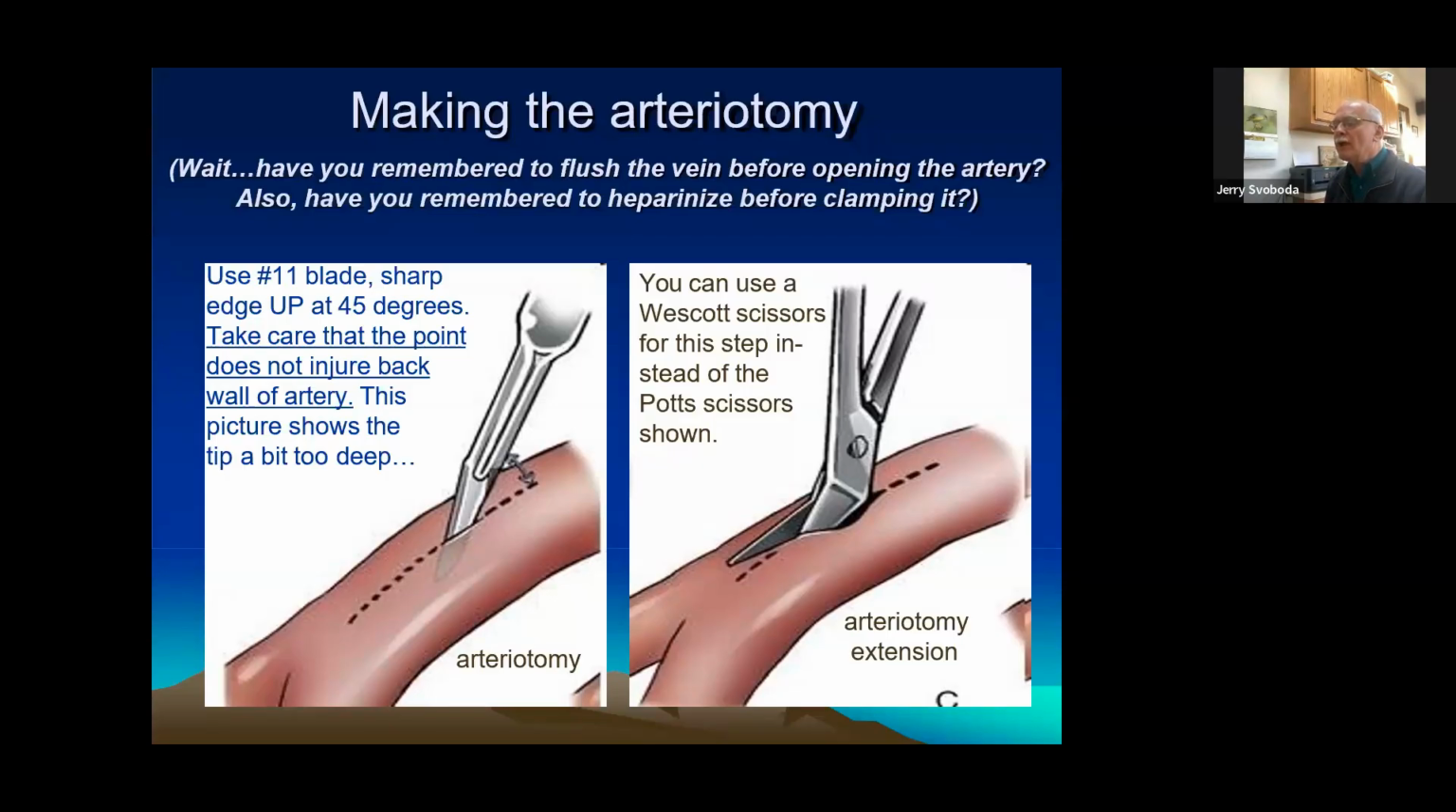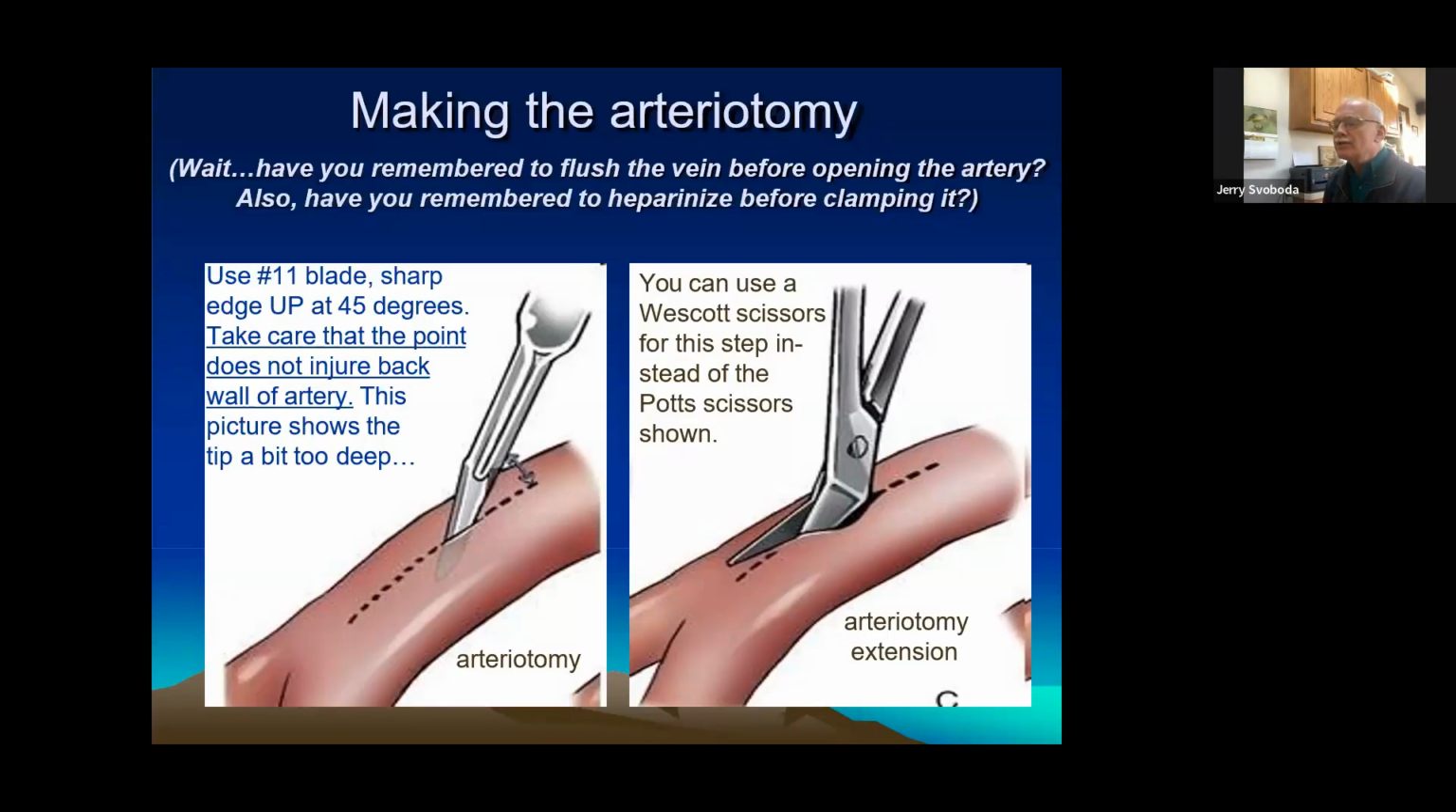Have you remembered to heparinize the patient? Ask yourself those two things always. And then, using a number 11 scalpel, make an incision in the artery. We call this the arteriotomy. Take care that the point of the number 11 blade does not injure the back wall of the artery.